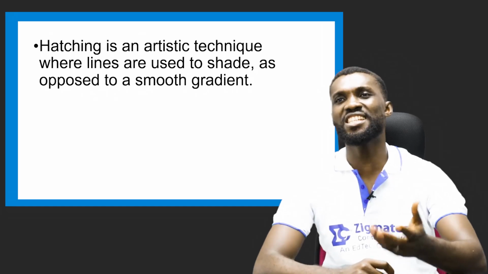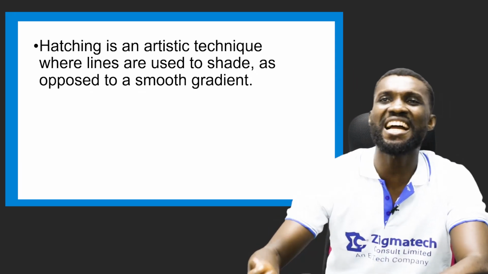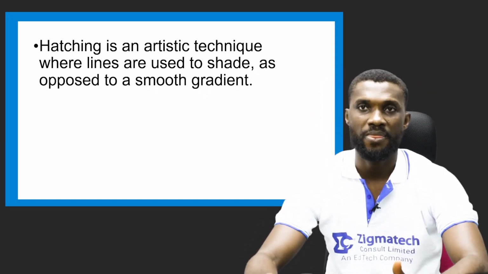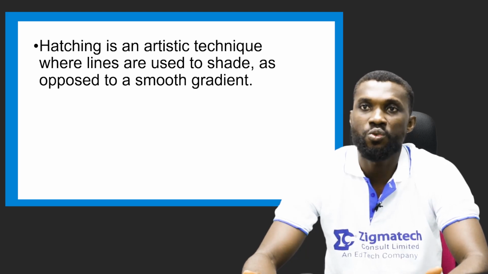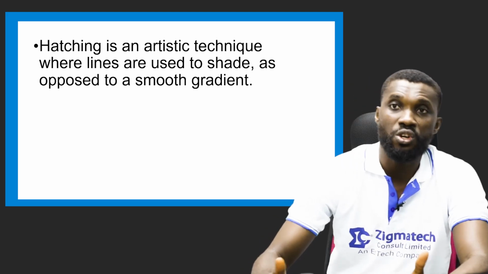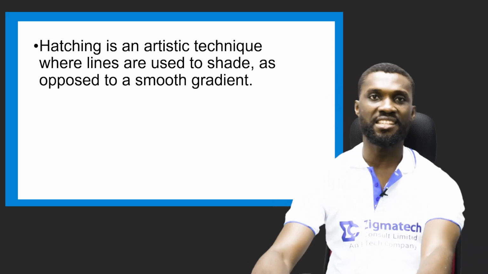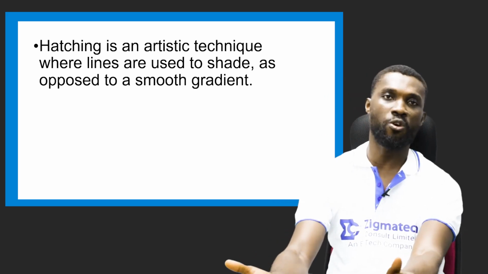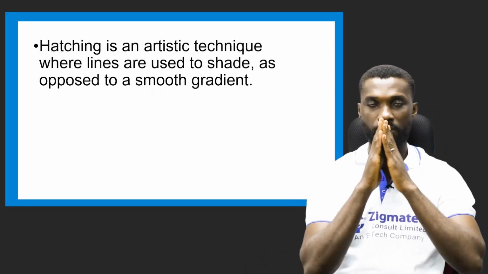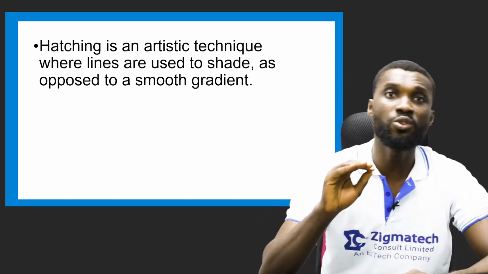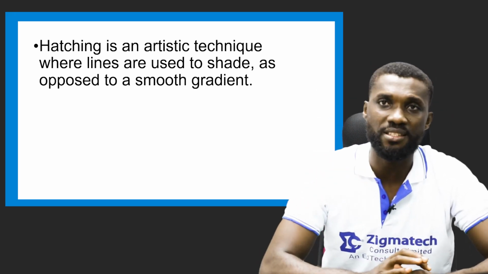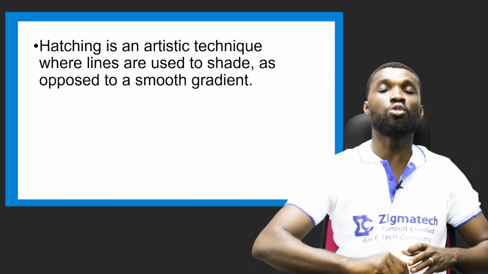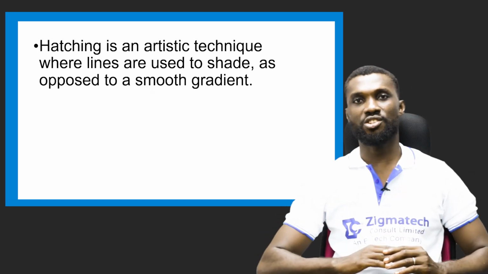Hatching is an artistic technique where lines are used to shade as opposed to the smooth gradient of smudging or rubbing. I don't know if you understand what that means. Now, we use strokes for hatching.